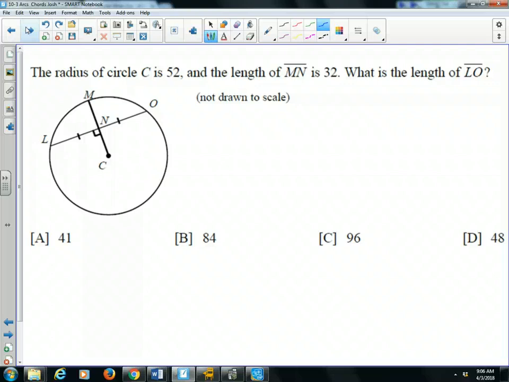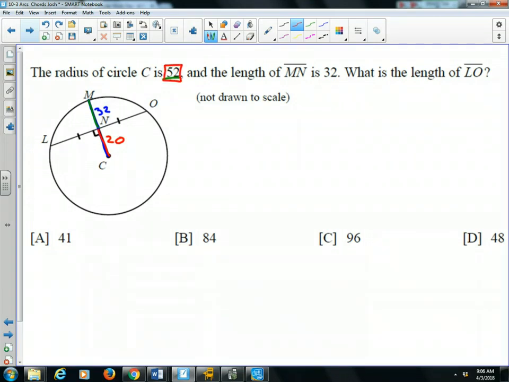The radius of our circle is 52, circle C, and the length of MN is 32. Find the length of LO. All right, so if MN right here is 32, isn't CM a radius? CM is a radius, and the radius is 52. So if MN is 32, wouldn't we say that CN is 20? Because 20 plus 32 makes 52, and our radius, of course, is 52.